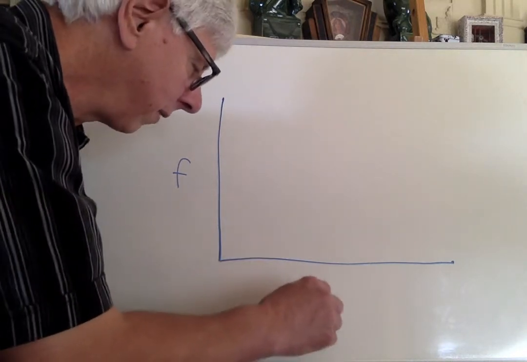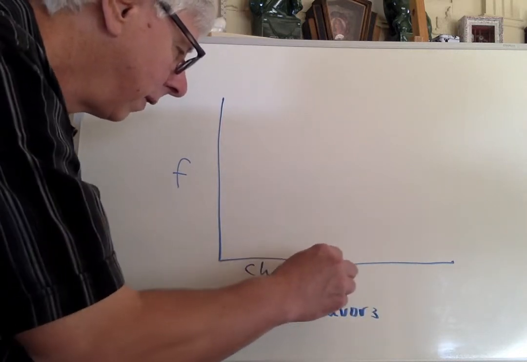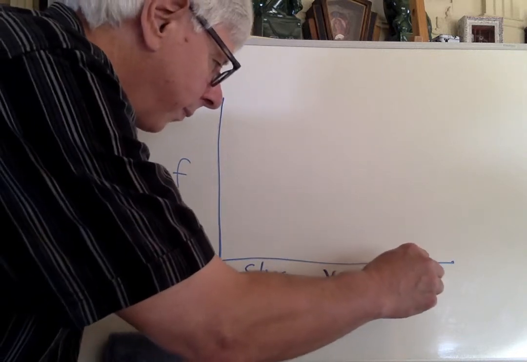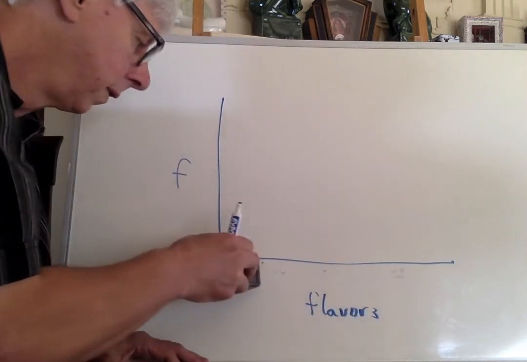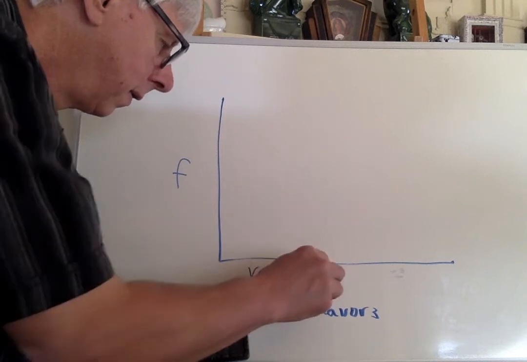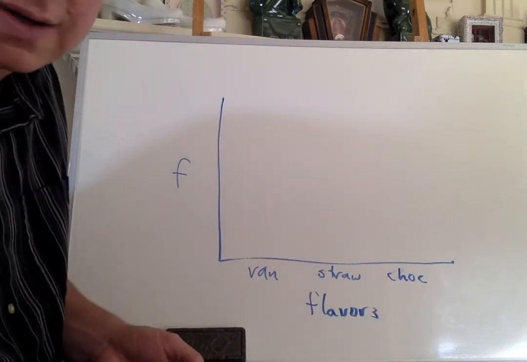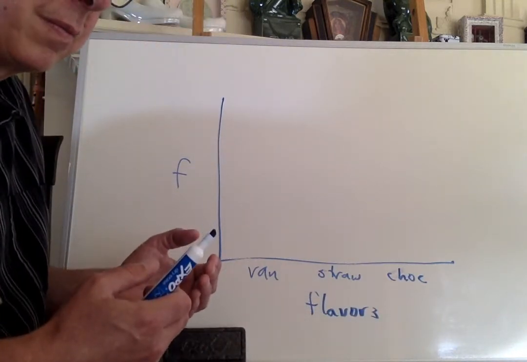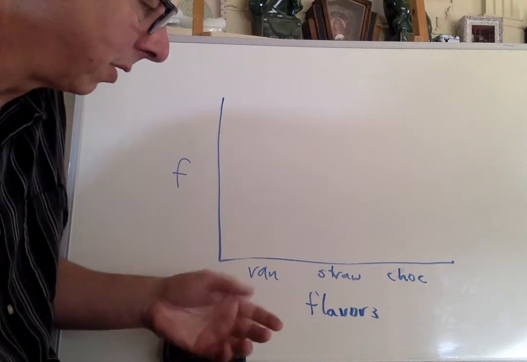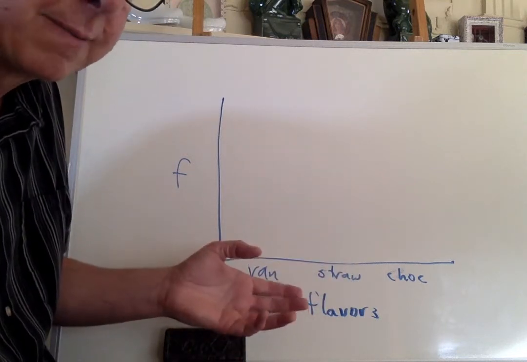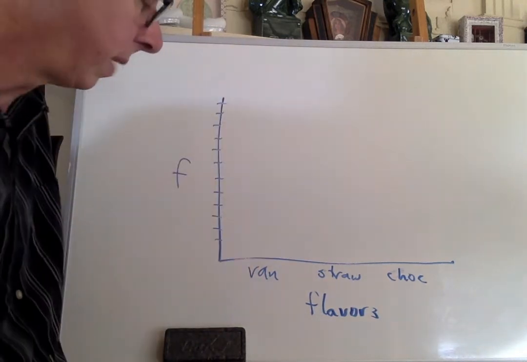So down here you would have your flavors. Okay, so you could have chocolate, vanilla, and strawberry. Or what? Well, you could have vanilla, strawberry, or chocolate. That is, these are just categories. They don't occupy spaces on some continuum. And who says chocolate should go first? Maybe vanilla should go first. Maybe strawberry should go first. Okay? But in this case, now you would keep track of how many people bought each.